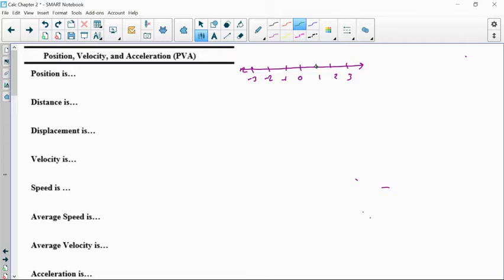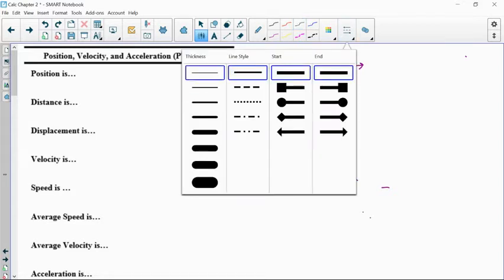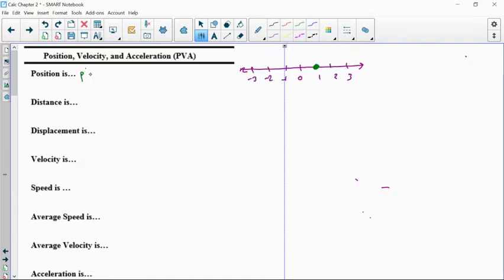So let's say we're at position 1. And that's exactly what position stands for. It's your placement. Where are you at? So I could say position is placement. Where is it located? It has nothing to do with distance. My dot is at 1 right now, or my dot is at 2, or my dot is at 3. It tells me where to find the dot. That's position. Now, if I'm measuring that as a length from another point, then I have distance.